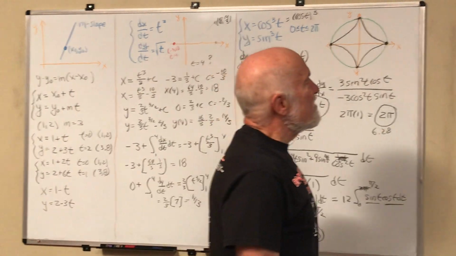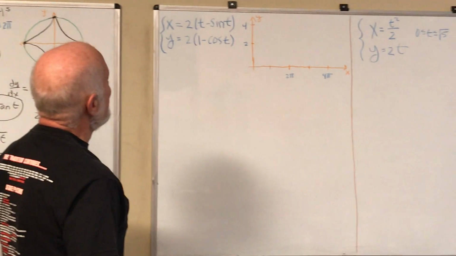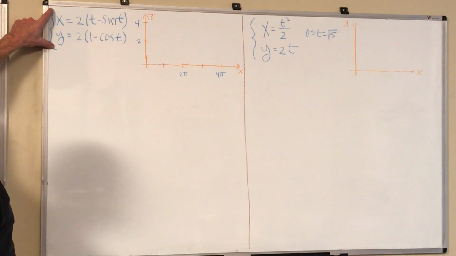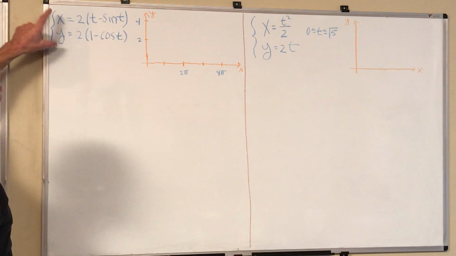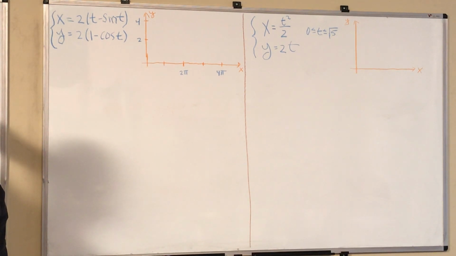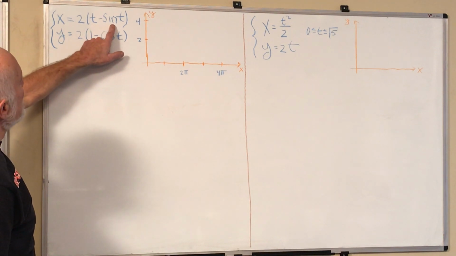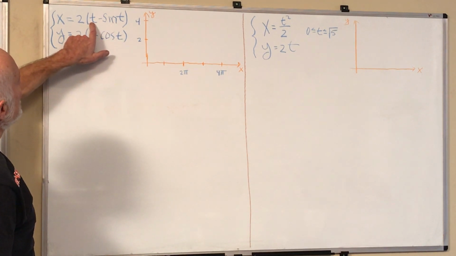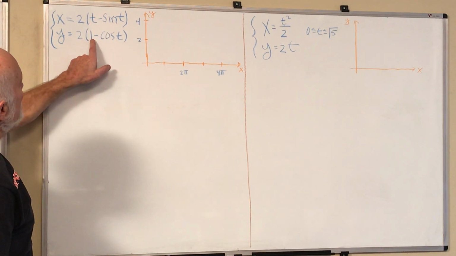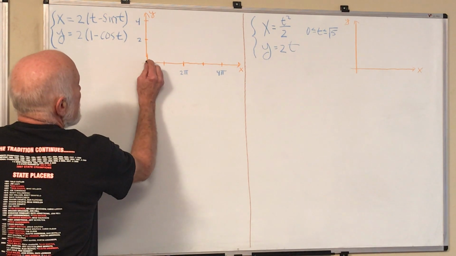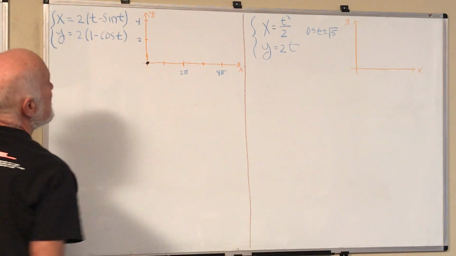Okay, so I have 2 more examples. So here is something we haven't seen quite before, but it is parametric. Let's try some values of t. When t is 0, you get 0, and 1 minus the cosine of 0 would be 0. So you're right here at the origin.